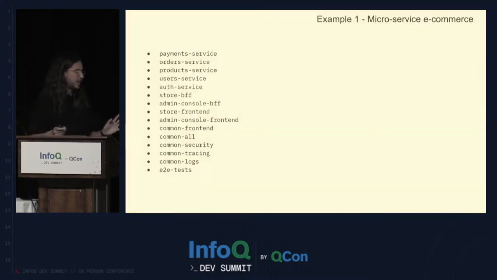Now, let's see an example where our code base is composed of these repos, right? We have 5 microservices at the top, followed by 2 backend for frontends repos. Then we have 2 frontend applications, and then we have 5 repos that contain common code. And in the end, we have the end-to-end tests repository. So I guess everyone can relate in some way to this example, although oversimplified.